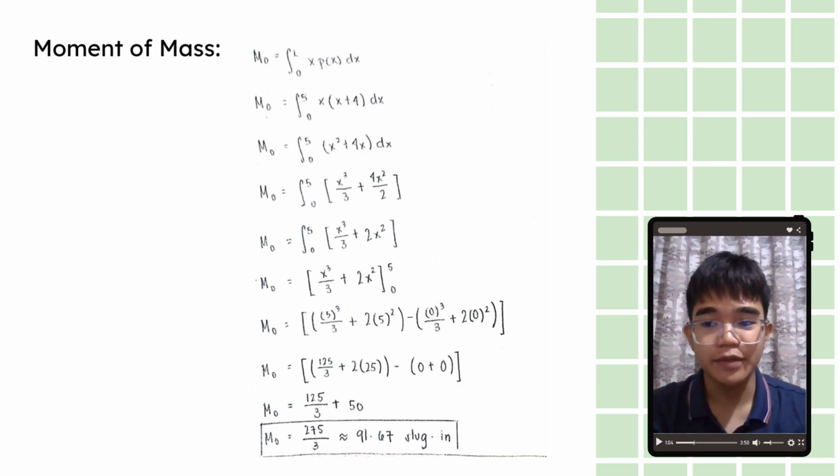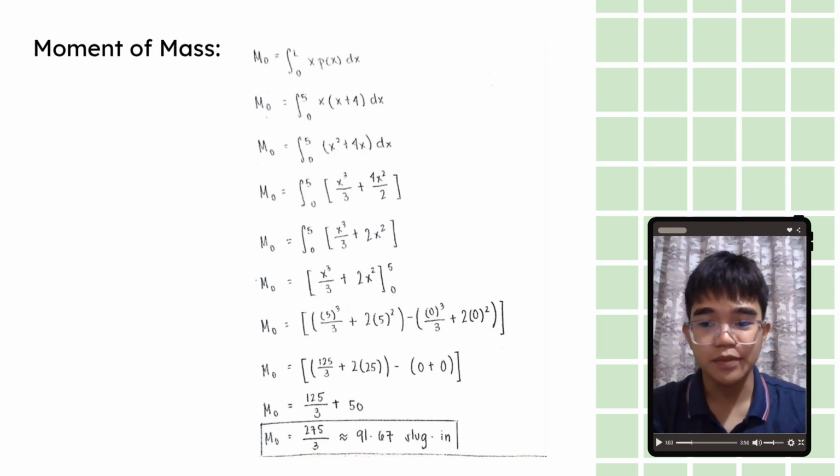That is, m sub 0 equals to the integral from 0 to L of x times p of x dx. Since the interval is at 0 to 5 and p of x is x plus 4, we now have m sub 0 is equal to the integral from 0 to 5 of x times x plus 4 dx. We calculate first x times x plus 4, then we find the antiderivative of the function.